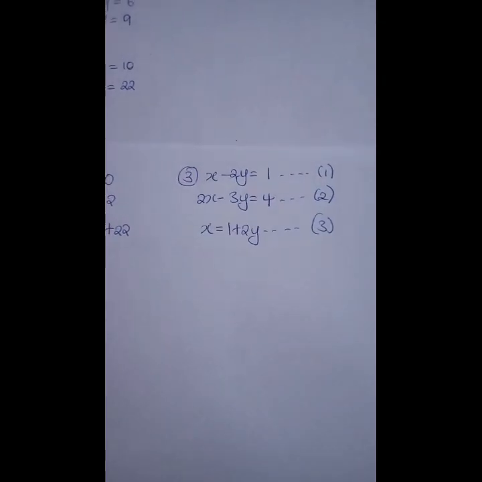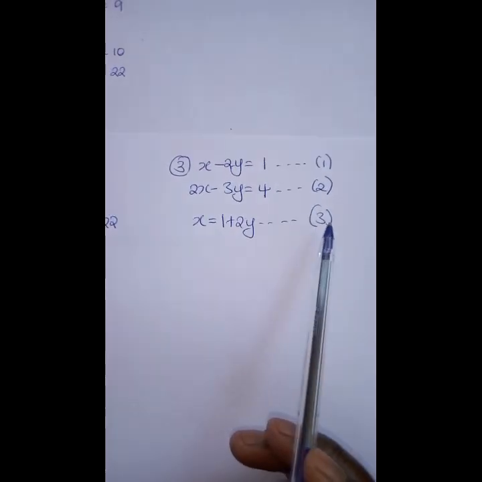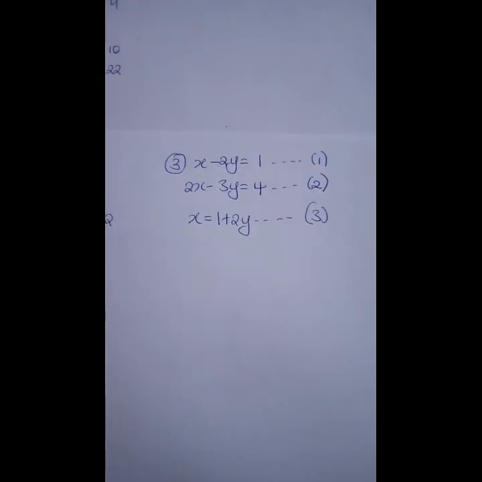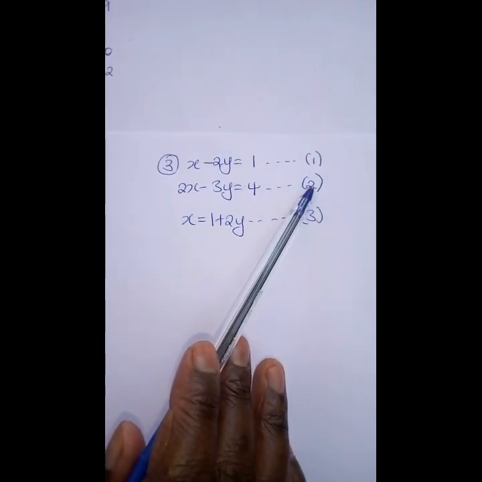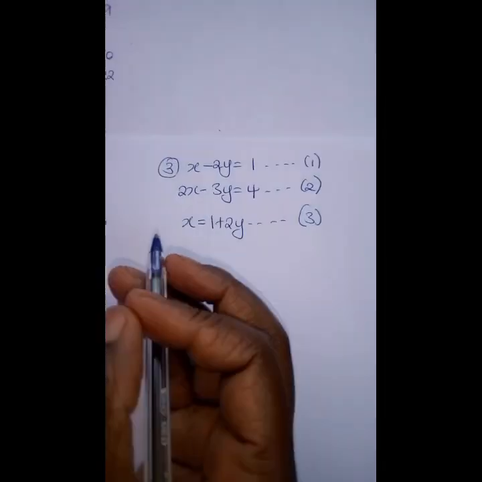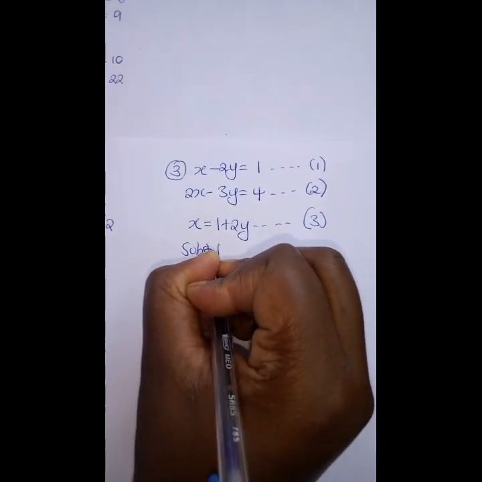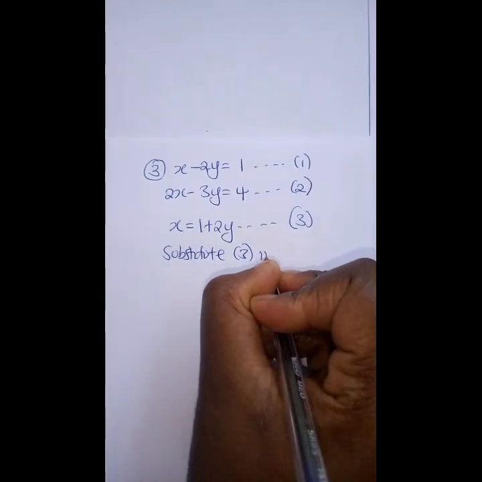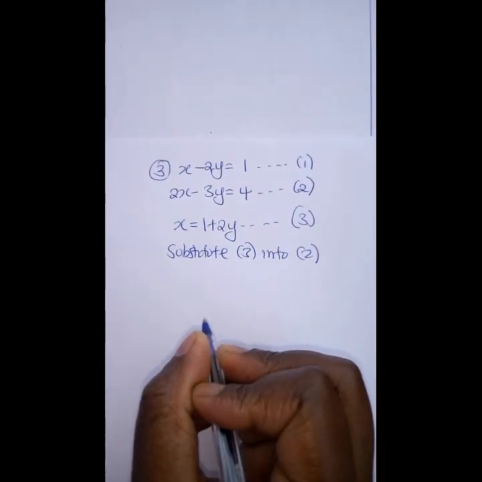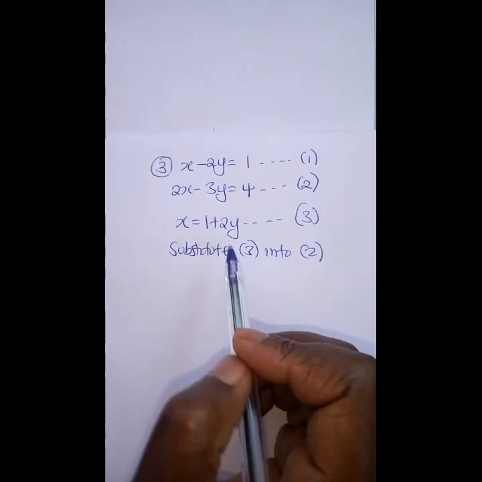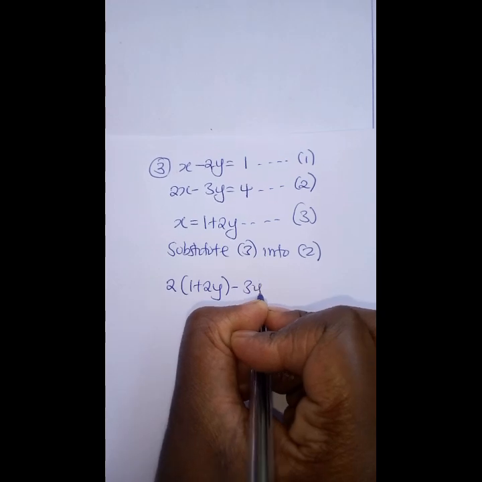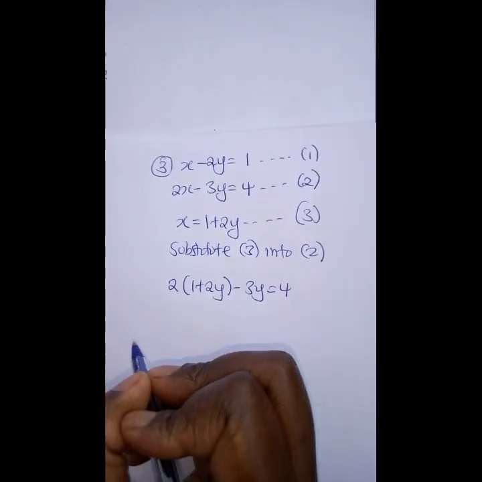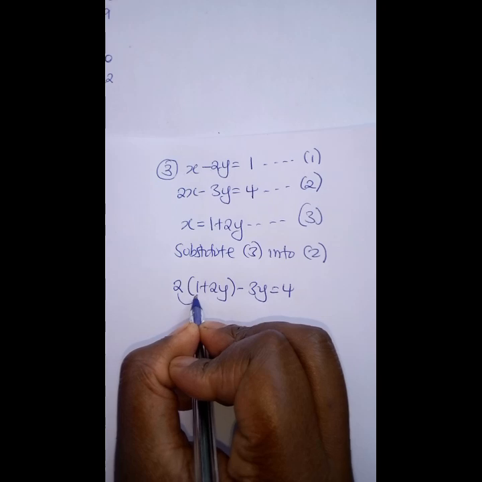So remember, the first step, you label equations, equation 1, equation 2. Then you make equation 3 from an equation that has a variable with a coefficient of 1. In this case, it's equation 1. So from the two equations, we had 1 and 2, I used 1, meaning 2 hasn't been used. So you're going to substitute 3 into 2, the unused equation. So where there's x, what are you putting? 1 plus 2y. So it will be 2, open brackets, 1 plus 2y minus 3y is equal to 4. Let's expand this. How do you expand? You multiply this number by the first number.